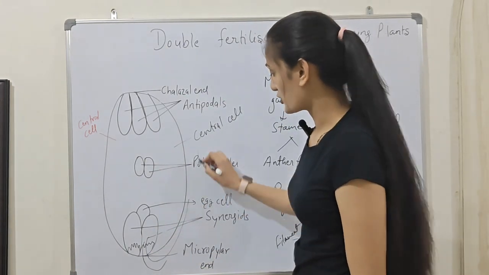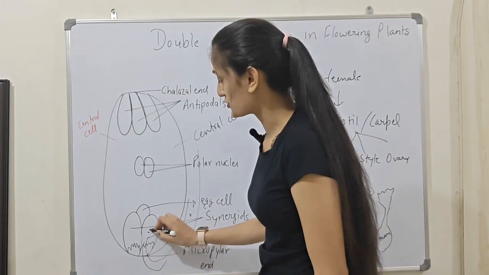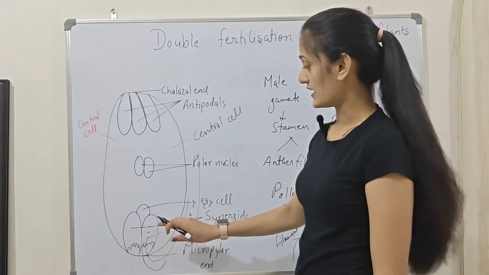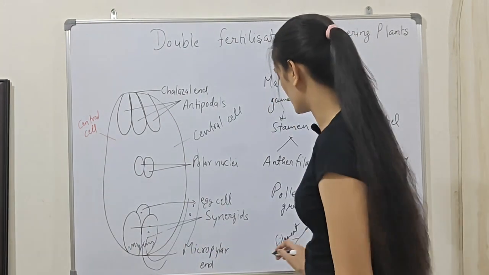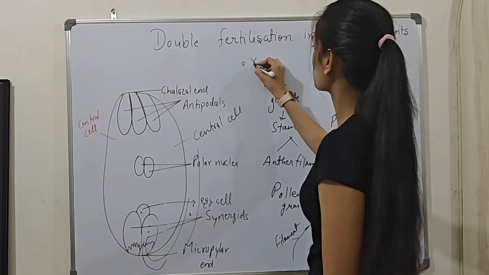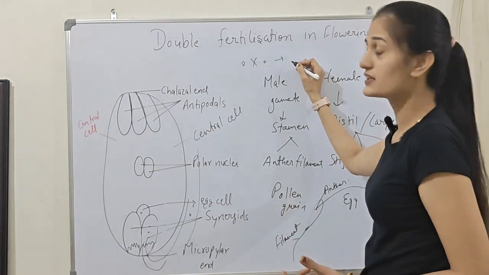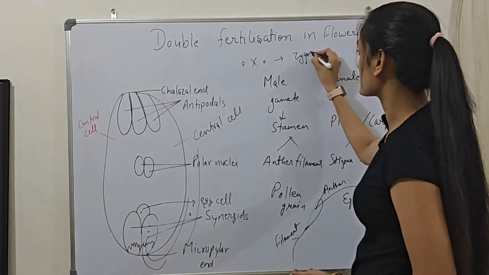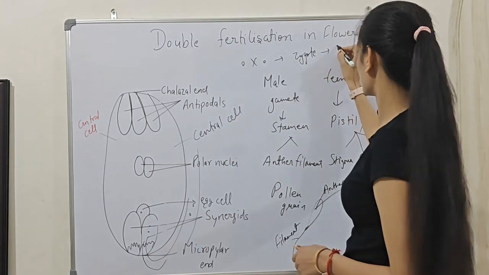Now this pollen tube carries the two male gametes, and it releases the two male gametes into the synergid part. Then one of the male gametes reaches the egg cell and fuses with the egg cell, and this process is known as fertilization, that will lead to the formation of zygote. Now this zygote further develops into the embryo.